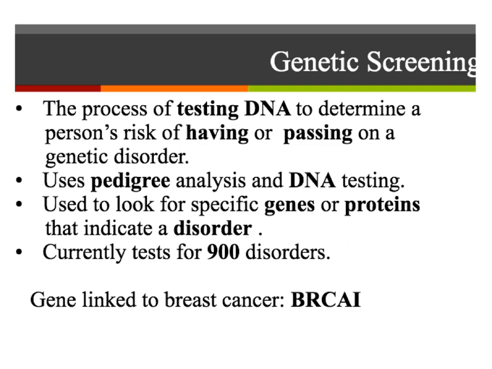And then moving on to section 9.6, this is genetic screening. This is the process of testing DNA to determine a person's risk of having or passing on a genetic disorder. It uses pedigree analysis and DNA testing. It's used to look for specific genes or proteins that indicate a disorder. There are currently tests for about 900 disorders, including the gene linked to breast cancer, BRCA1 and BRCA2. That's one of the bioethics cases that I pulled that we're going to be looking at Friday and next Monday.